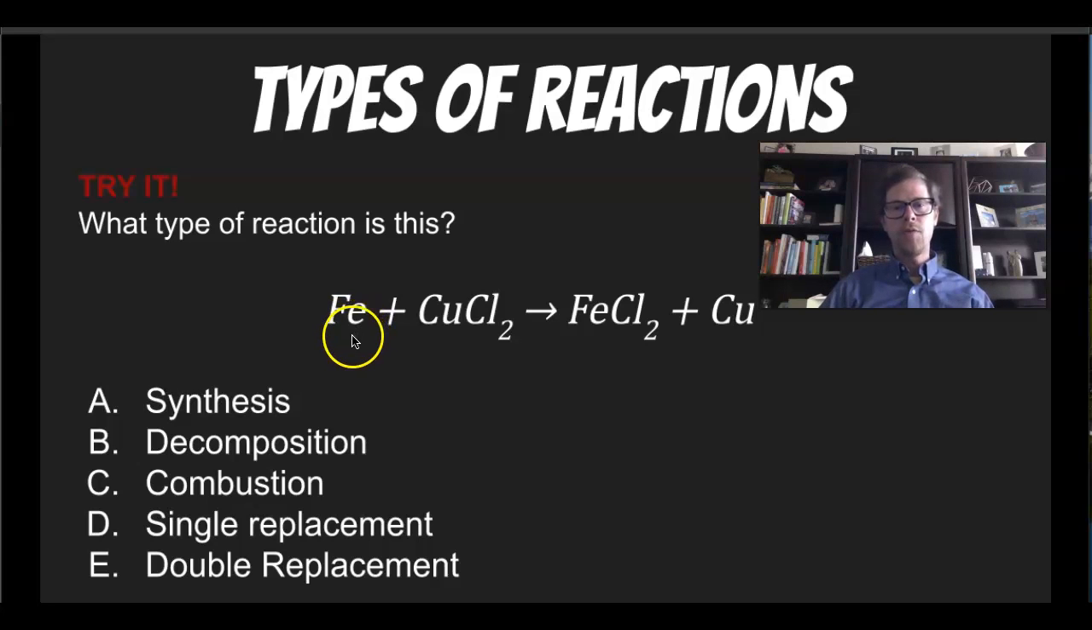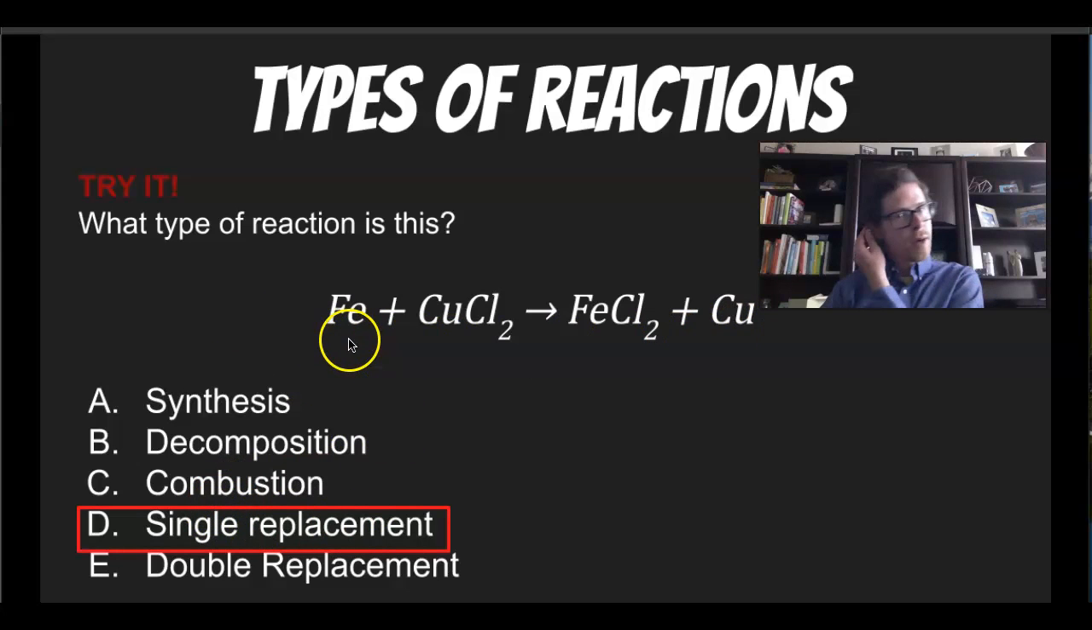Okay, and so hopefully what you saw was that what really happened was just that the iron and the copper switched places, right? The iron became part of the compound, the copper left off by itself. And so that tells us there is a single replacement, right? One thing is replacing another. That should be a single replacement reaction.